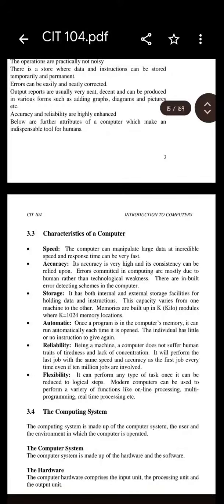Please note that memories are built up in kilo modules, where 1 kilo is equal to 1024 memory locations. Those that did CIT191 can testify to what I'm saying now: what they will ask you is not what you will even read, but everything is definitely in the course material. But for you to identify that particular place, the wahala.